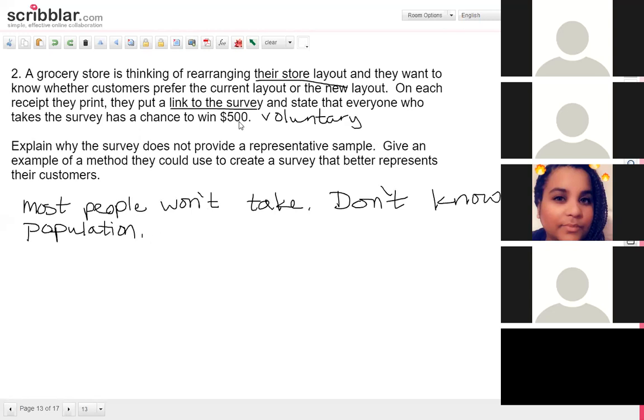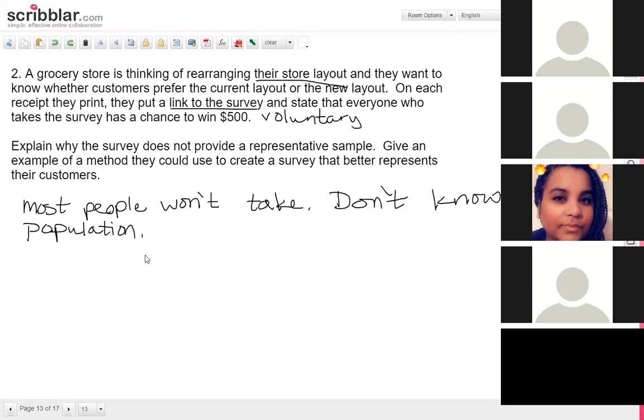So a lot of the times when it's bad, it'll be bad because either they're surveying the wrong group or because it's voluntary, and you don't want voluntary. So what could they do differently? We want it to be random. We don't want to isolate a group. Like if you said, let's survey only the women coming into the store, that doesn't give you a good population. We want all the customers. We want to hear from every type of person who's going to come shopping here.